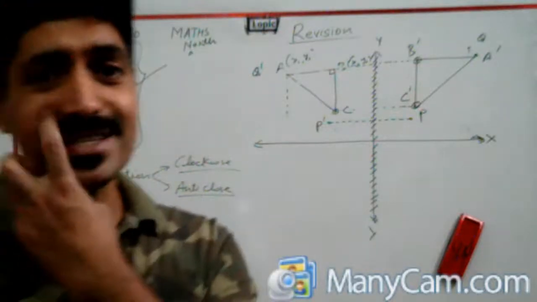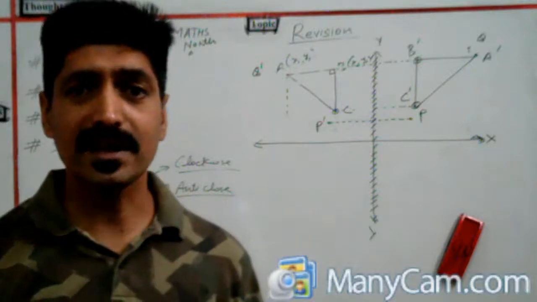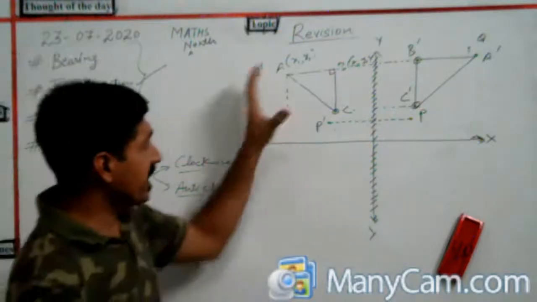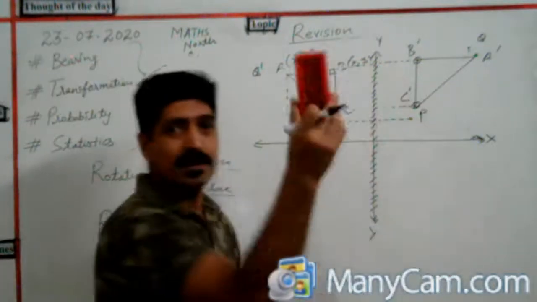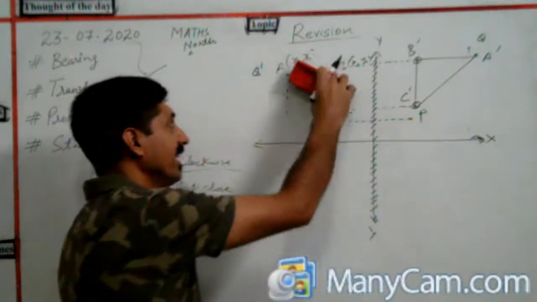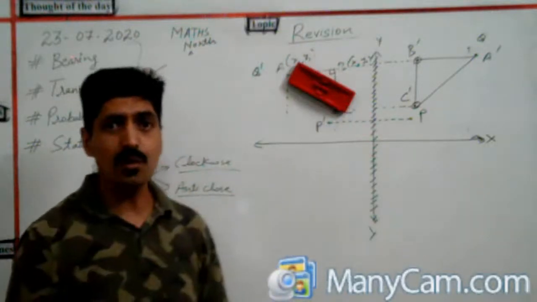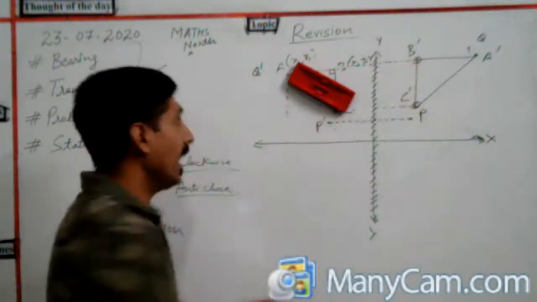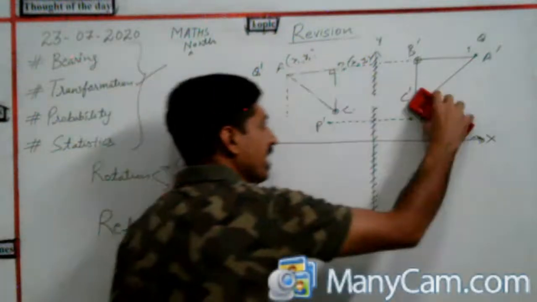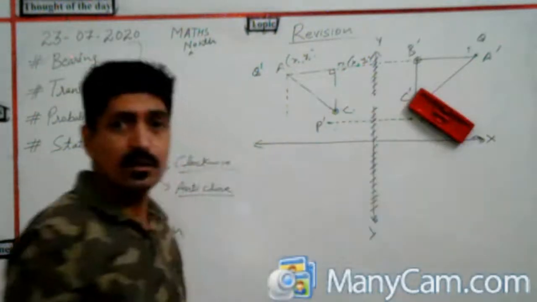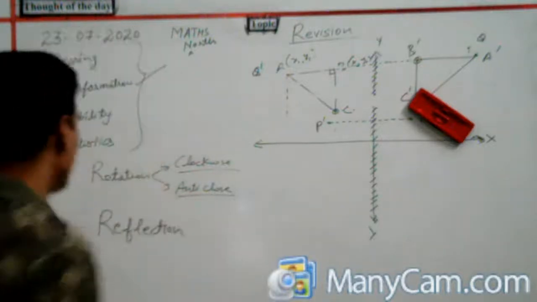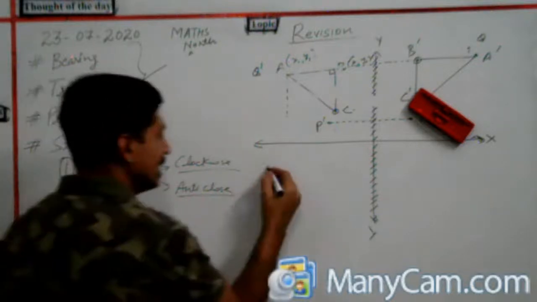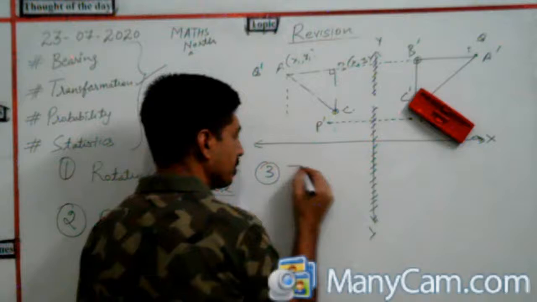Now, the next one is translation. Translation means when there is a sliding movement. Suppose this duster is the triangle here. Now I am shifting it towards that side, I am shifting it here. So how much did it go for translation? First we discussed rotation, reflection, then the third one is translation.